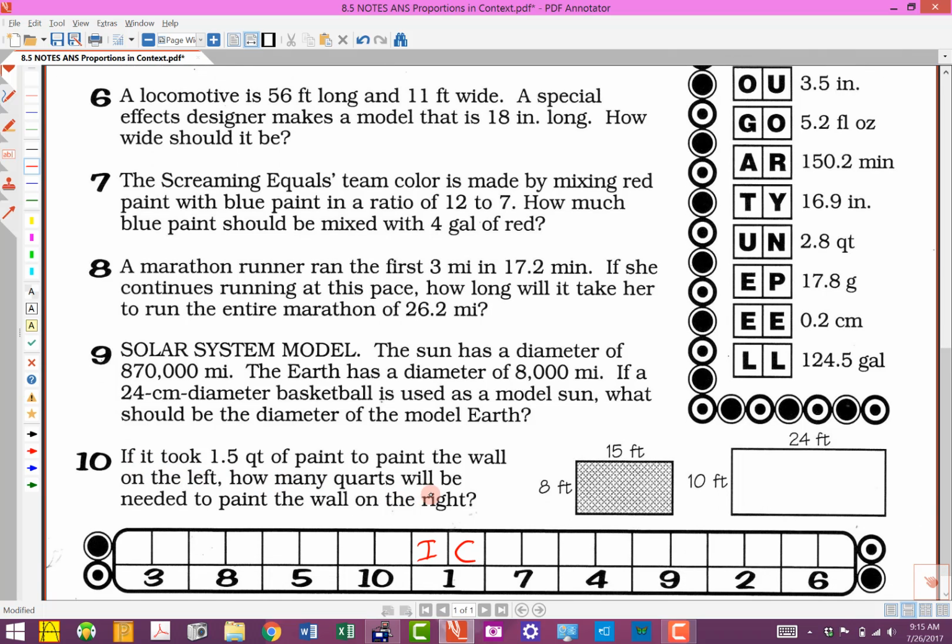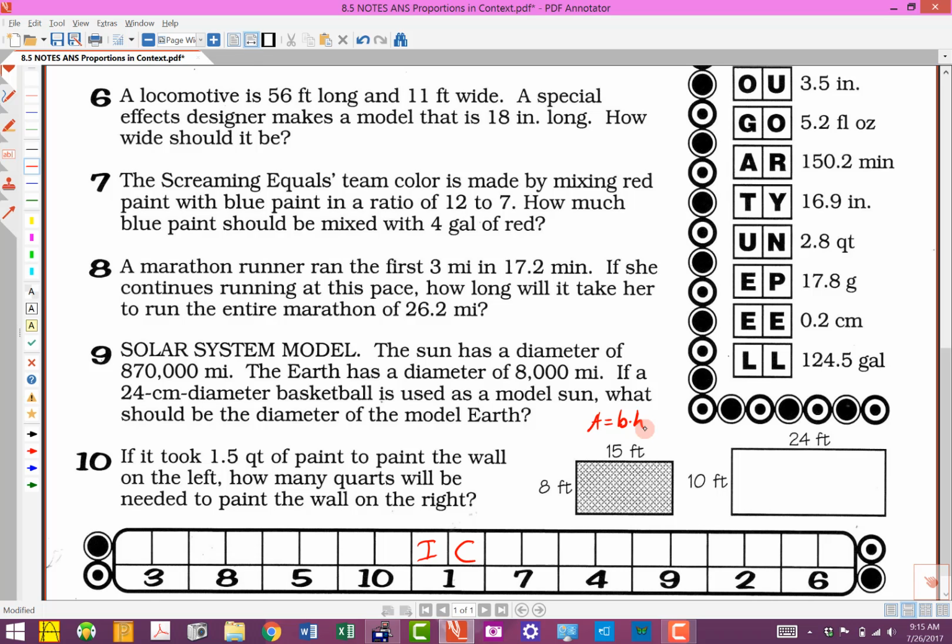I do want you to take a look at number 10. We're going to be painting a wall here, and it asks you to figure out how many quarts of paint it's going to take for one of these. When you paint a wall, you're filling up an area. So remember, the formula for area of a rectangle is base times height, length times width, however you want to think of it. Then you're going to use the size of those areas in order to figure out how much paint you're going to need.